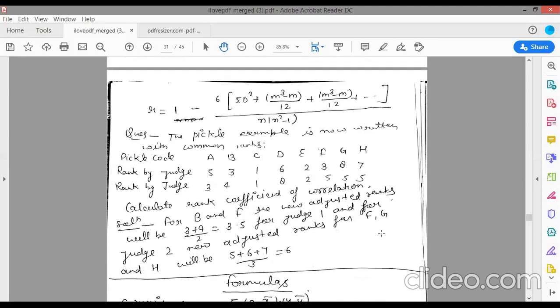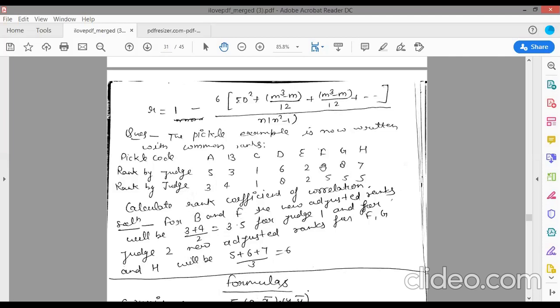Now there is another formula here. Suppose ranks are not given, then how do you calculate the rank coefficient of correlation? Then you have to calculate it by assigning ranks. That means you arrange the objects or elements rank-wise. So the typical example is now written here. This is the rank by judge 1, this is the rank by judge 2. Calculate the rank coefficient of correlation.